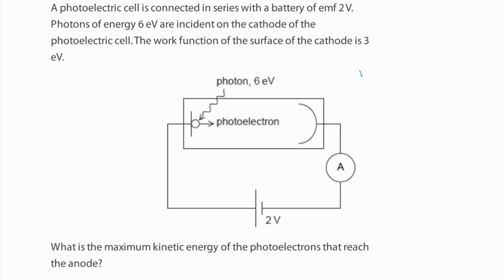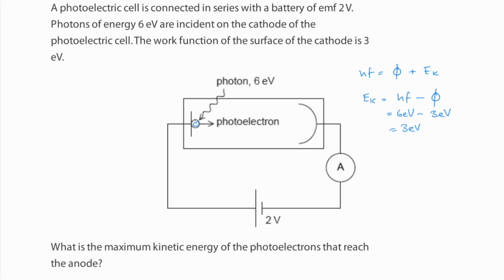Let's think about this logically. hf equals the work function plus kinetic energy, and we want to find out what the kinetic energy is. EK equals hf minus the work function. hf is the energy of the incident photon, so that's 6 electron volts, minus the work function, which is 3 electron volts. So your answer might be that the kinetic energy is 3 electron volts.